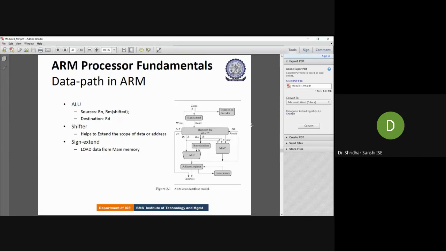Fine. Yes, sir. You can see here it is mentioned as read and write. Yeah, right. This is write and this is read.